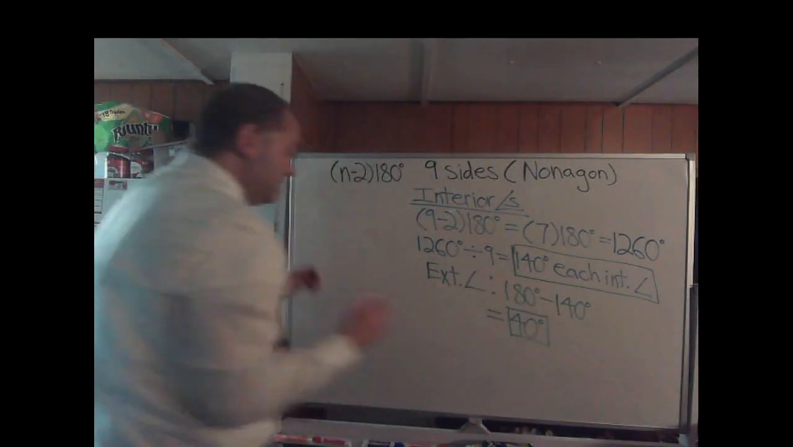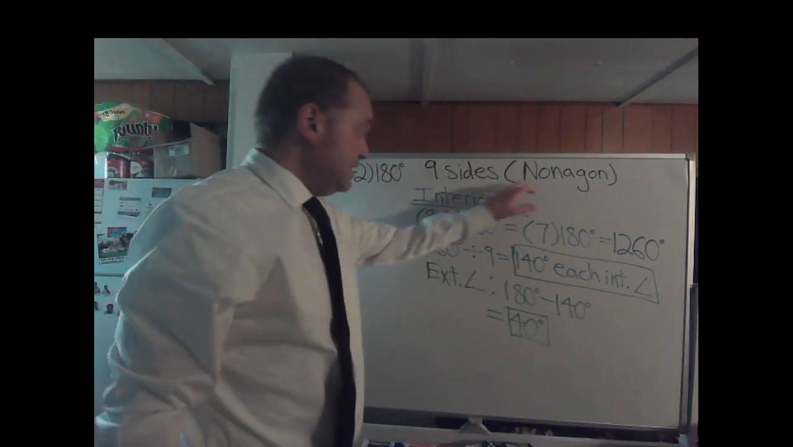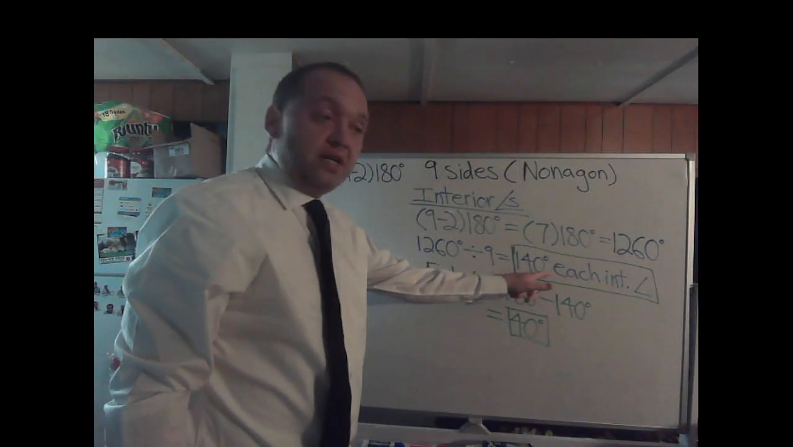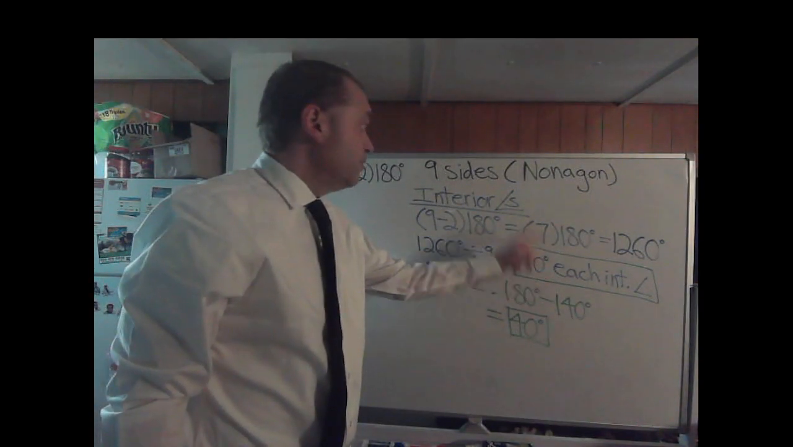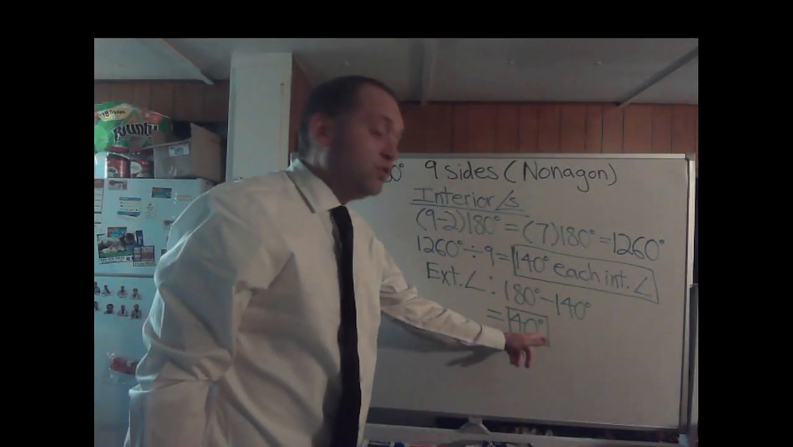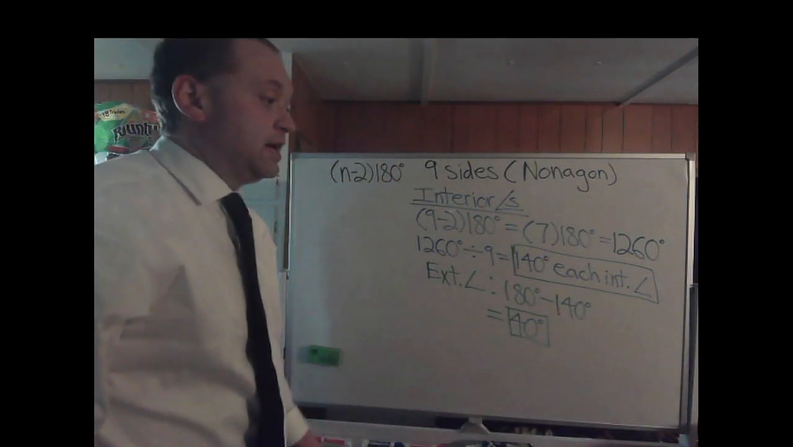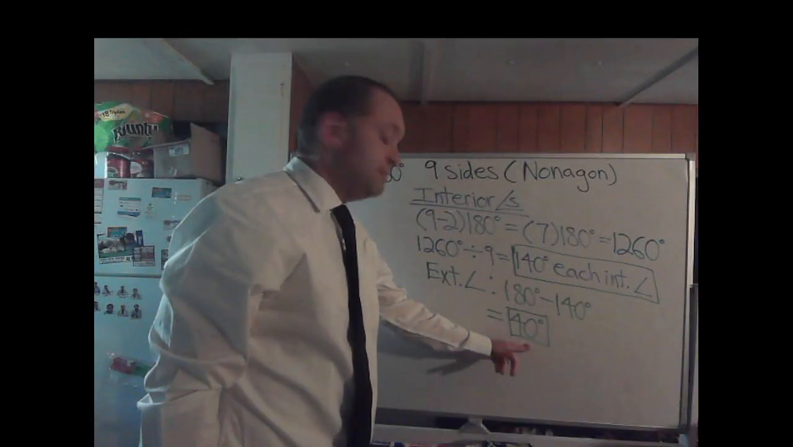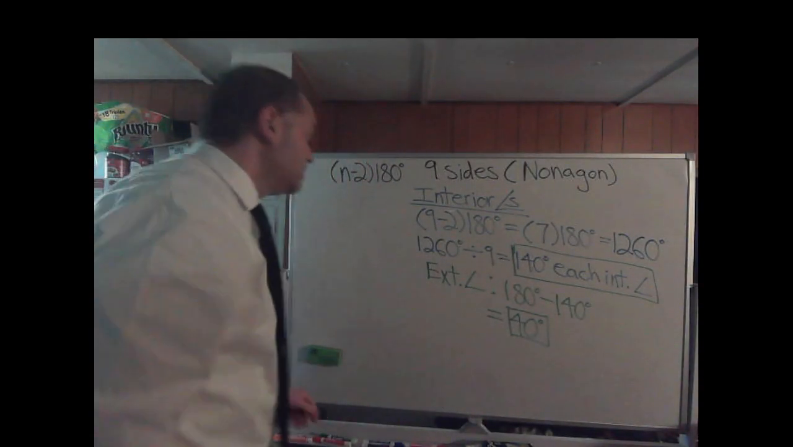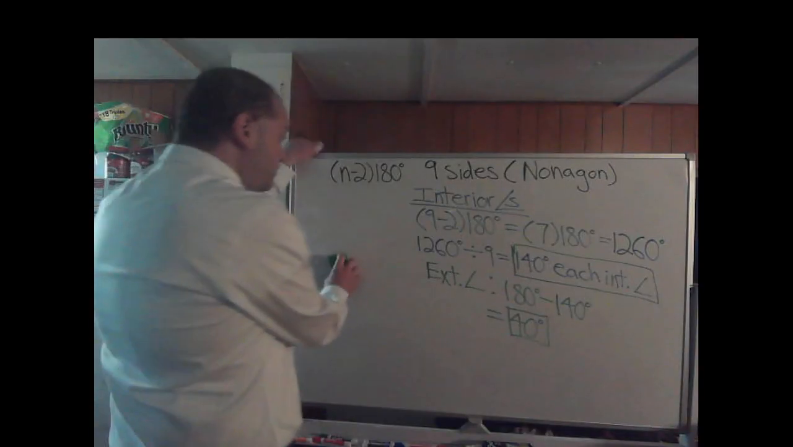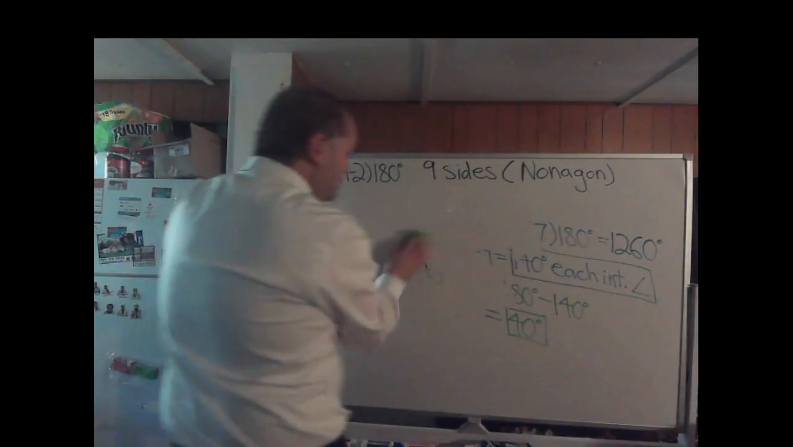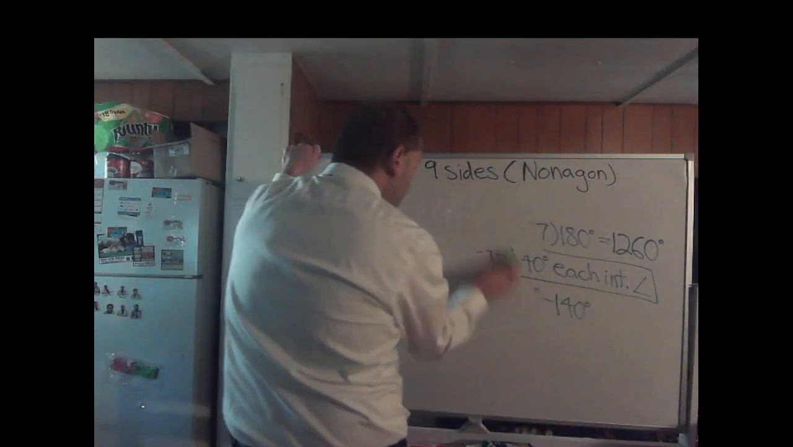So in a nonagon, a 9-sided figure, each interior angle equals 140 degrees in a regular nonagon, and each exterior angle equals 40 degrees. And that makes sense: 40 times 9 would equal 360. So there is that one. We have another exercise like it.